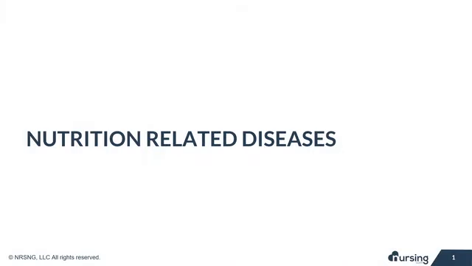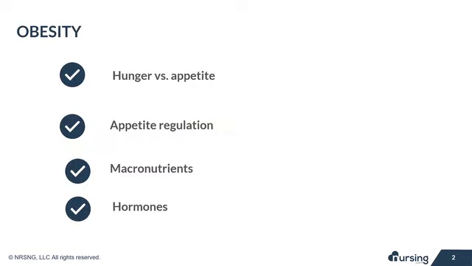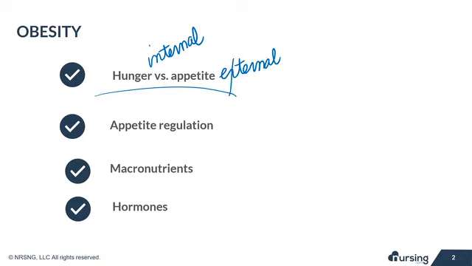This lesson is going to cover nutrition-related diseases. One thing to think about with obesity is hunger versus appetite. Hunger is more of that internal physiological drive to find and eat food, whereas appetite is more external, or the psychological cues that encourage us to eat, and they're often in the absence of hunger. That's why it's so easy to find room for dessert, even when we think we're really full after a meal.